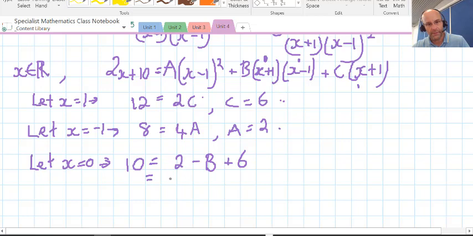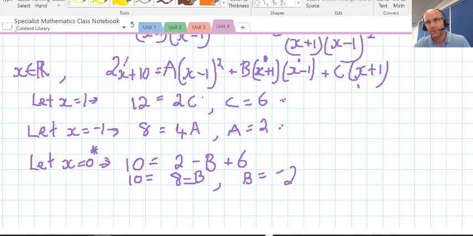Alright, so we have 8 take b equals 10, so b must be negative, and b is -2. So the only slight difference there is that step. But don't forget, we already know a and c, and if we substitute x equals 0 in there, we knock out that term, which does make it very solvable.